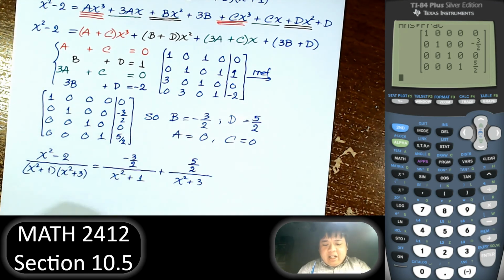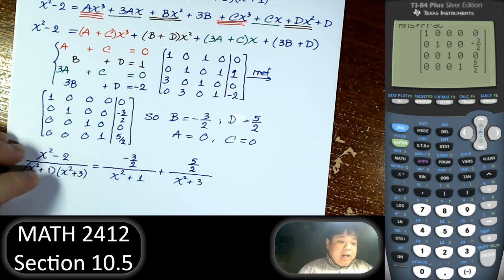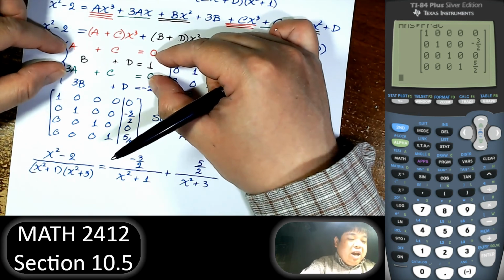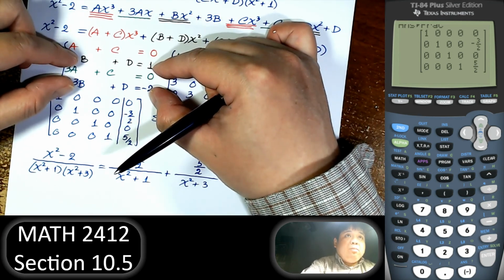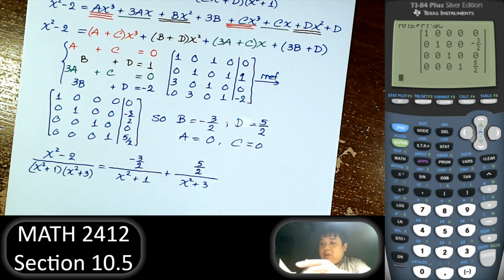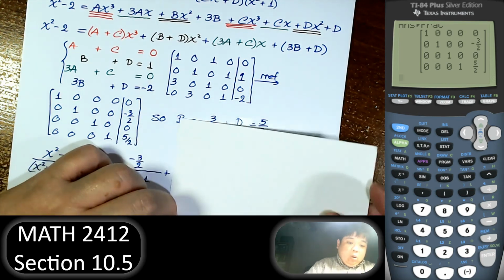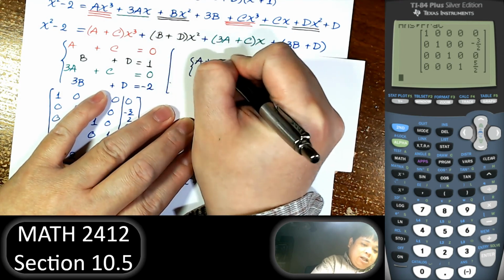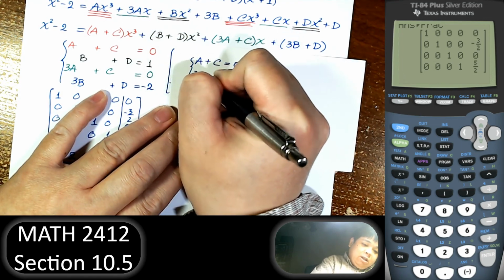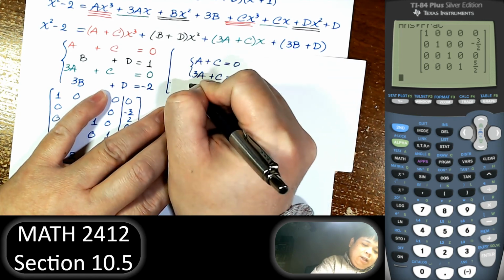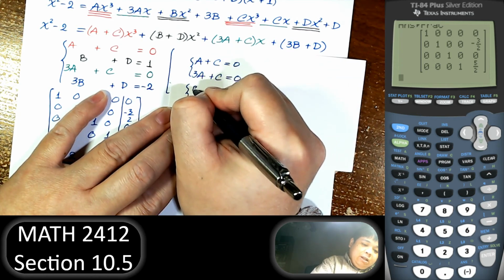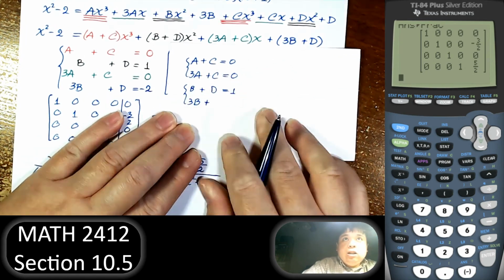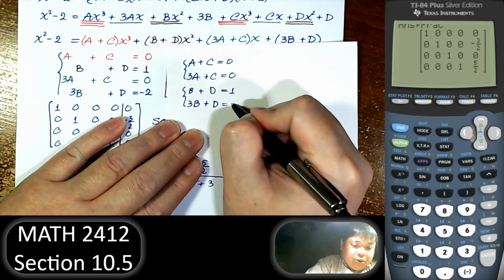Now, I did mention that there's a quicker way to do this by hand, by the way. If you look at this system, these two equations only have a and c, these two equations only have b and d. So instead of solving a system of 4 equations for 4 unknowns, we break this down into 2 systems, one of which is a plus c equal to 0, and 3a plus c equal to 0. And then the other system has b and d. B plus D is equal to 1, and 3B plus D is equal to negative 2.